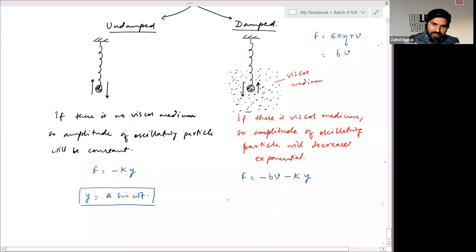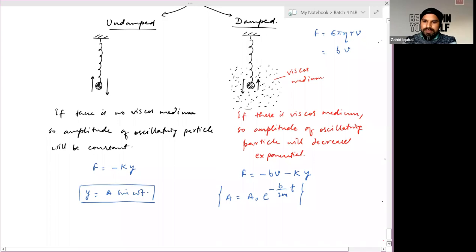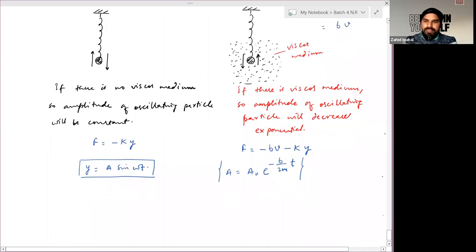If you simplify this part, you will get amplitude equals a naught times e to the power minus b over 2m into t. This is the expression of amplitude, in which a naught is the maximum amplitude at time equals 0. On further increasing time, it decreases exponentially. So this is called damped oscillation.